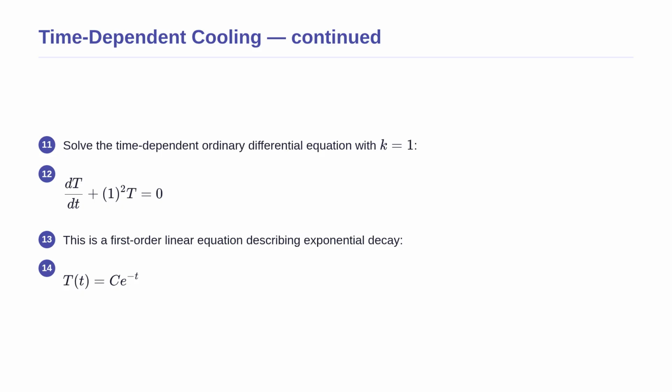Now we turn to the time-dependent part of our separated equation. We substitute our known value of k equals 1 into the left side. This leaves us with a simple first-order linear differential equation that describes exponential decay. Solving this equation gives us an exponential function with a negative exponent. This makes perfect physical sense. It tells us that as time moves forward, the temperature will shrink towards 0. The rate at which the temperature drops is directly proportional to the current temperature, which is exactly how cooling works in the real world.